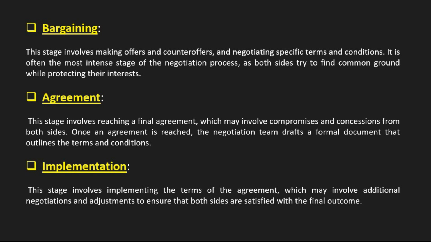And number 7. Implementation. This stage involves implementing the terms of the agreement, which may involve additional negotiations and adjustments to ensure that both sides are satisfied with the final outcome.